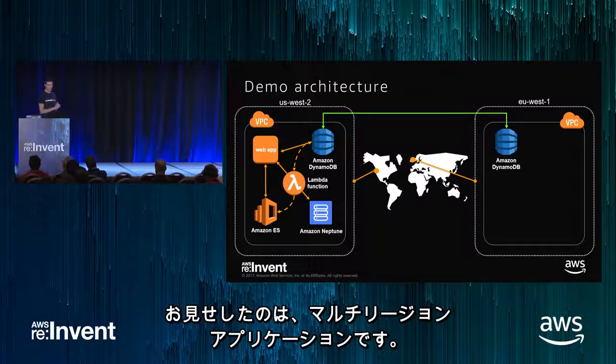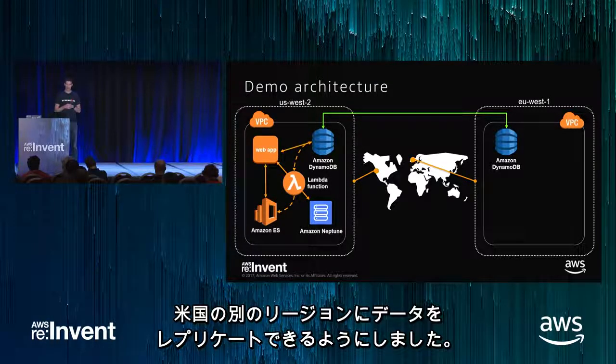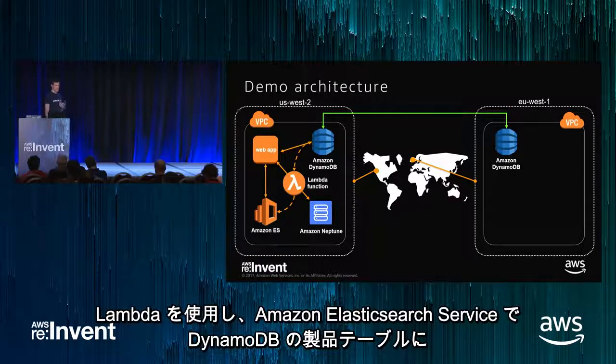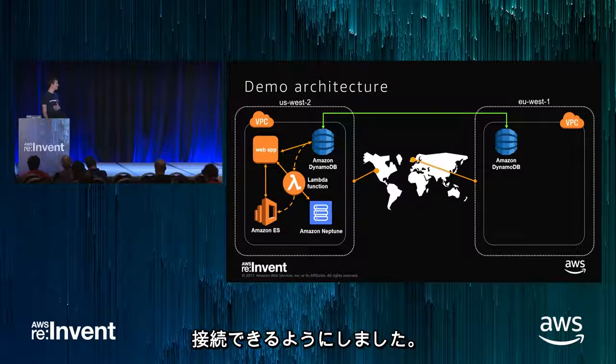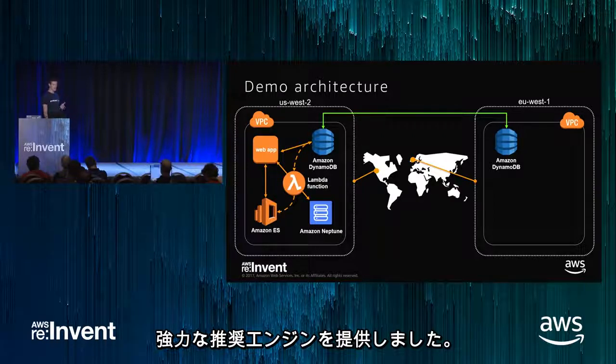Perfect. Okay, so what we've shown you is a multi-region application. We use DynamoDB global tables to be able to replicate data across the pond to our other region in the United States. We use Lambda to be able to connect our DynamoDB product table with the Amazon Elasticsearch service. And we use Neptune to provide a really powerful recommendation engine.